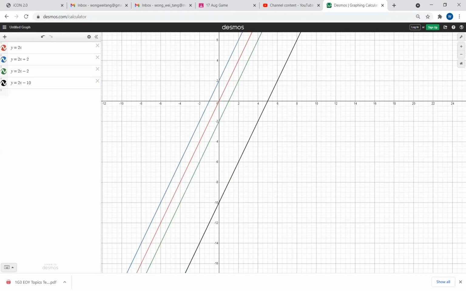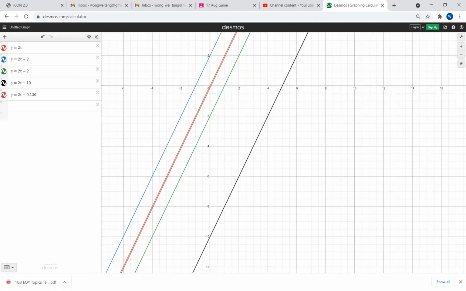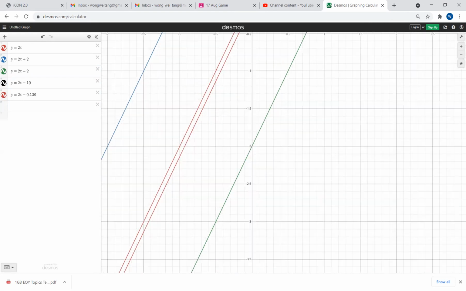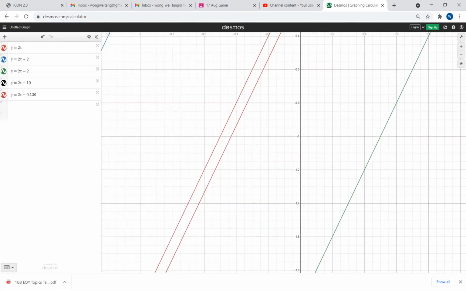Let's try more other numbers. Y equals 2x minus 0.136. Very near, you can't even see it. Okay, see the one that's very near? This one. Still parallel. It is the 2x. It is the number 2 that makes them have the same coefficient.